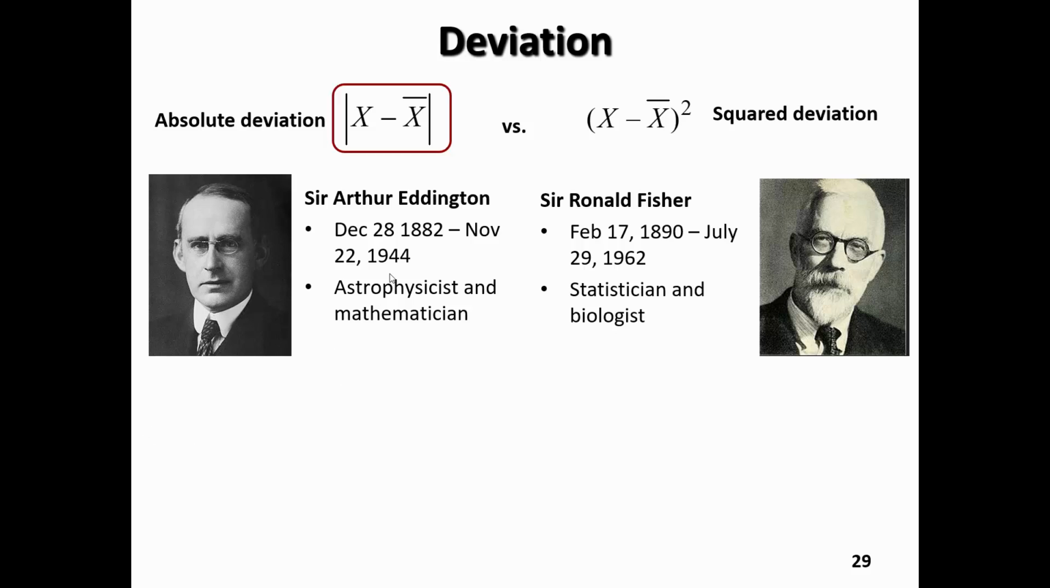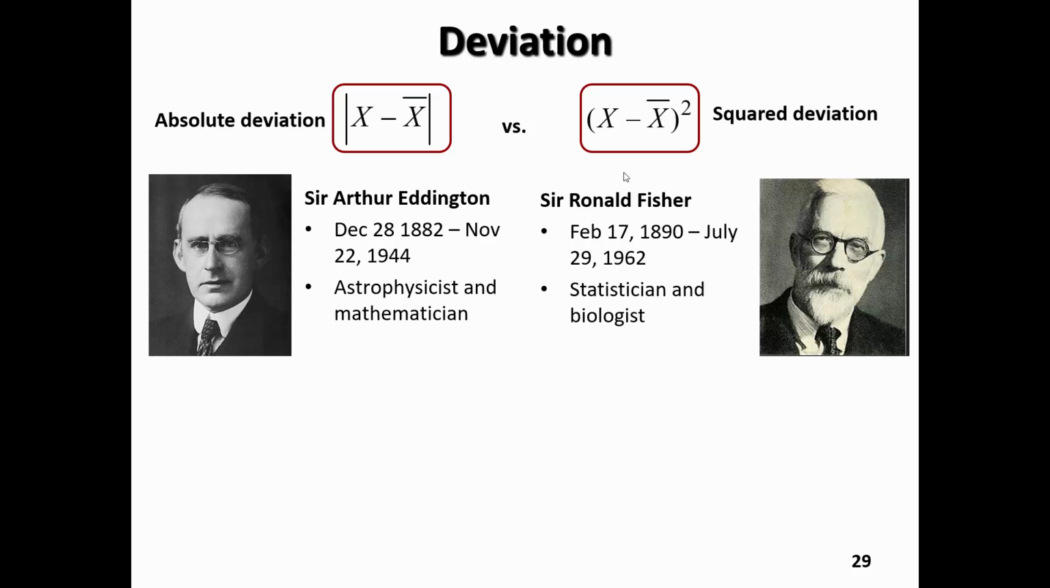On the left-hand side, Sir Arthur Eddington came up with the suggestion that when we calculate the deviation score for each case in our study, then we just simply take the absolute value of each person's deviation score. Taking the absolute value eliminates the negative sign, and we can then calculate an average deviation.